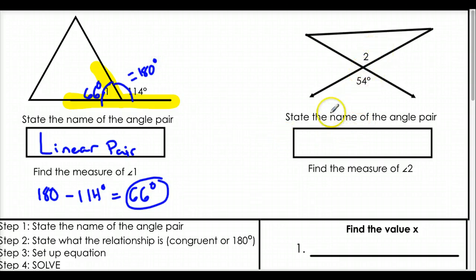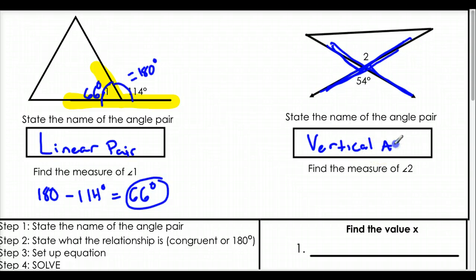Second one, state the name of this angle pair. Well, once again, we've got all this craziness around it, but really, let's look at this angle. Angle 2 is right here, right? And we've got this. And if you look, this is two lines that intersect, and these are opposite each other. So these are vertical angles. And this is easy because we know they're congruent, so angle 2 is just going to be also 54 degrees. So 54 degrees. Angle 2.